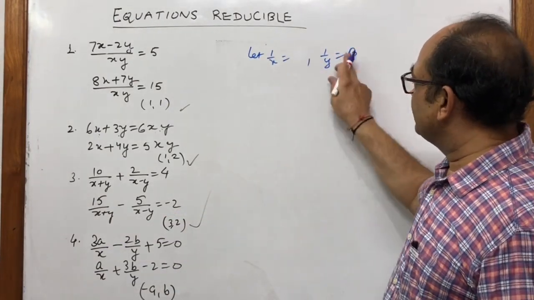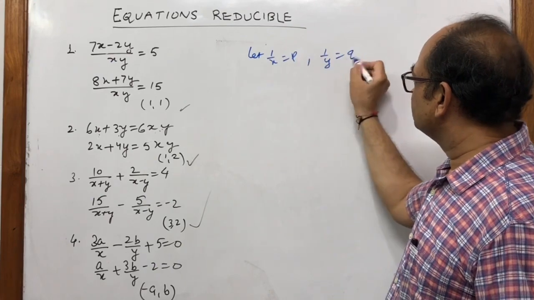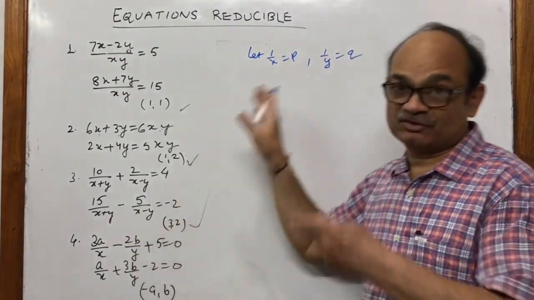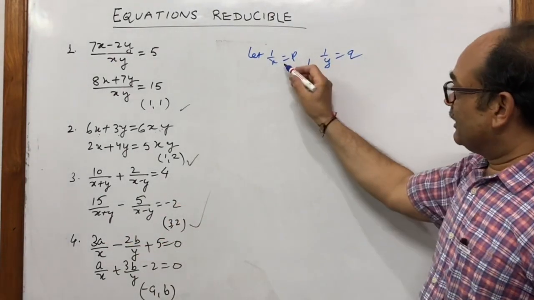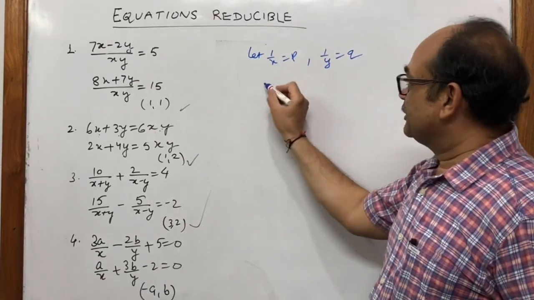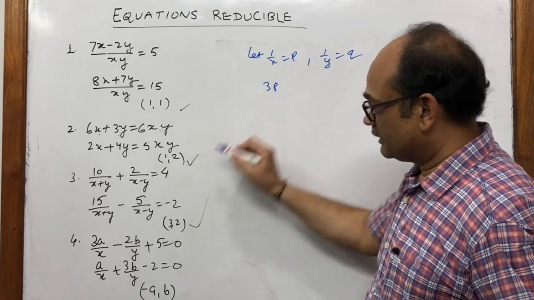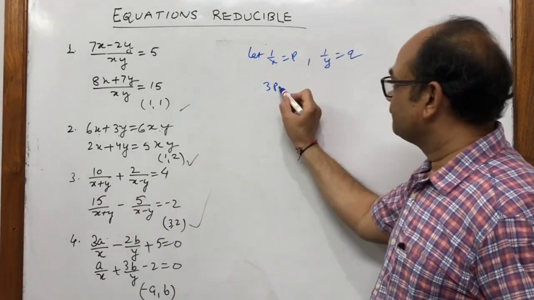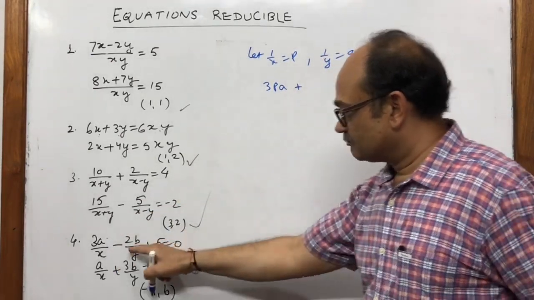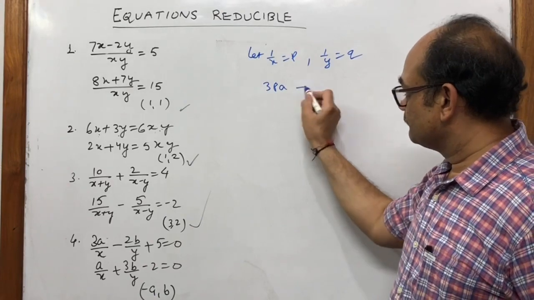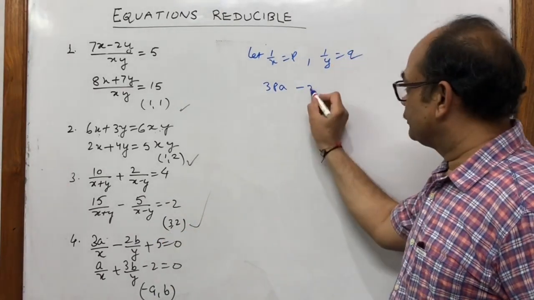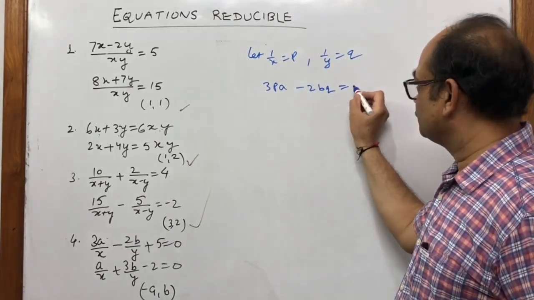a is already here, that's why we'll take p and q. नहीं तो कंफ्यूजन हो जाएगा, इसमें भी है, इसमें भी है और उसमें भी है. Let 1 upon x equals to p. So this question is now 3pa plus minus 2bq equals to minus 5.